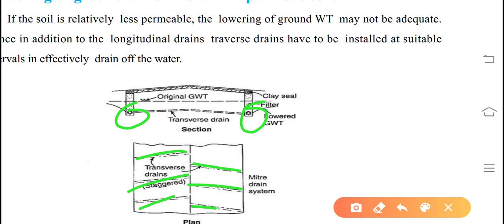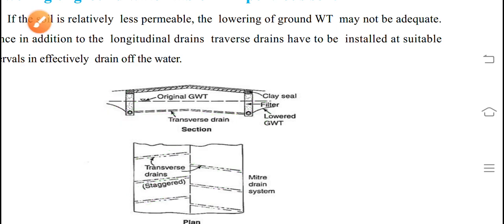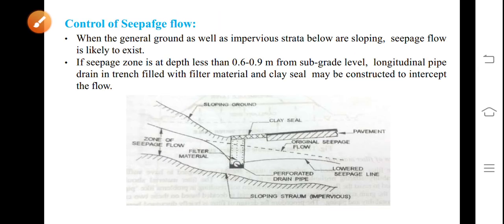In case of impervious soil, the water table can be lowered very quickly. So this is the section, and this is the plan, top view. The original groundwater table which was here has been reduced to the dotted line shown as the lowered groundwater table. This is the way in which, in case of less permeable soil, we can lower the groundwater table. Simply with longitudinal drains it may not be adequate, or we cannot lower it adequately as in case of pervious soil.